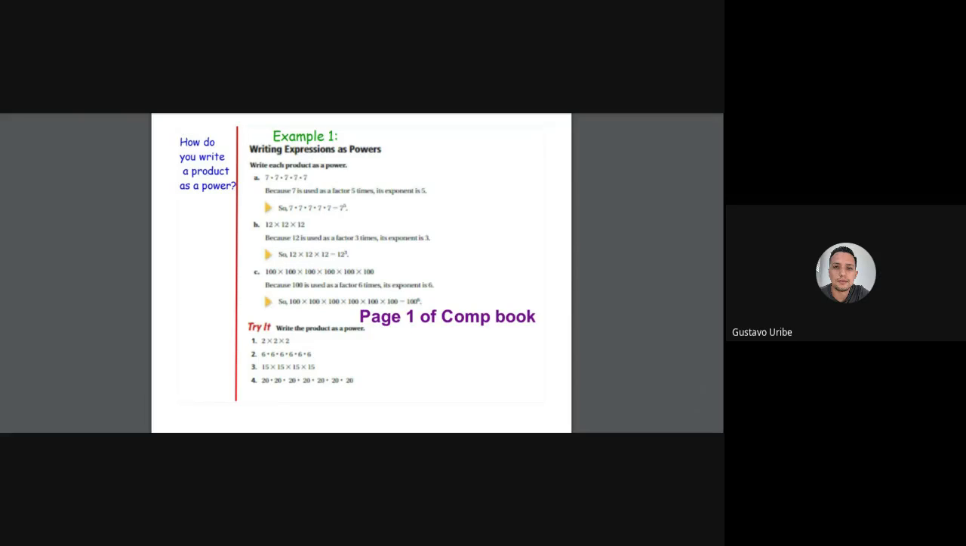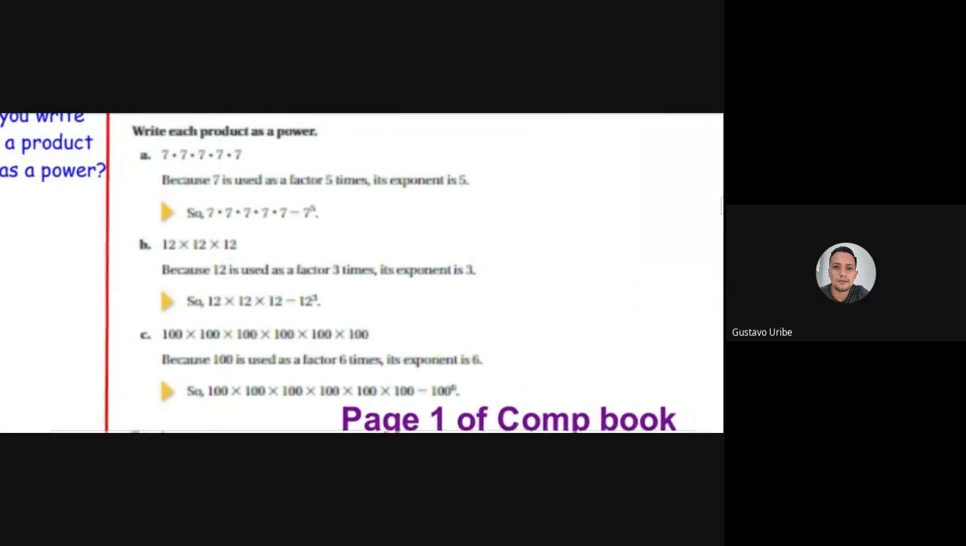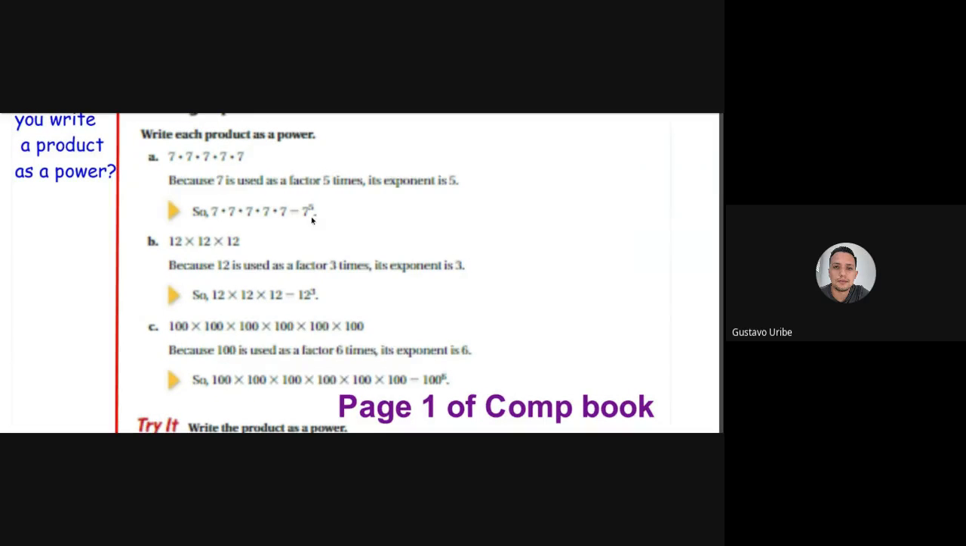Because 7 is used as a factor 5 times, its exponent is going to be 5. So my base is going to be 7, and the exponent is going to be 5. So 7 to the 5th power. And you see it closer. There it is. We're going to do the same thing for this next example.